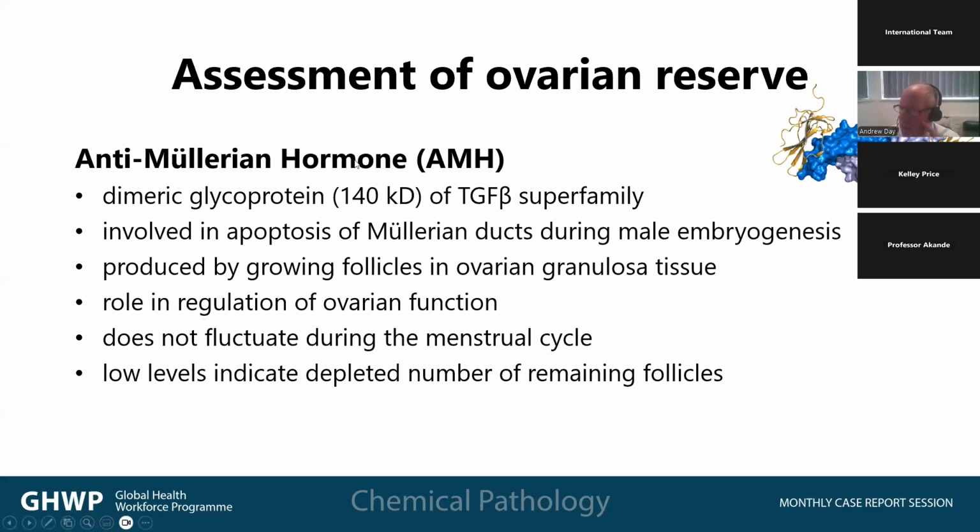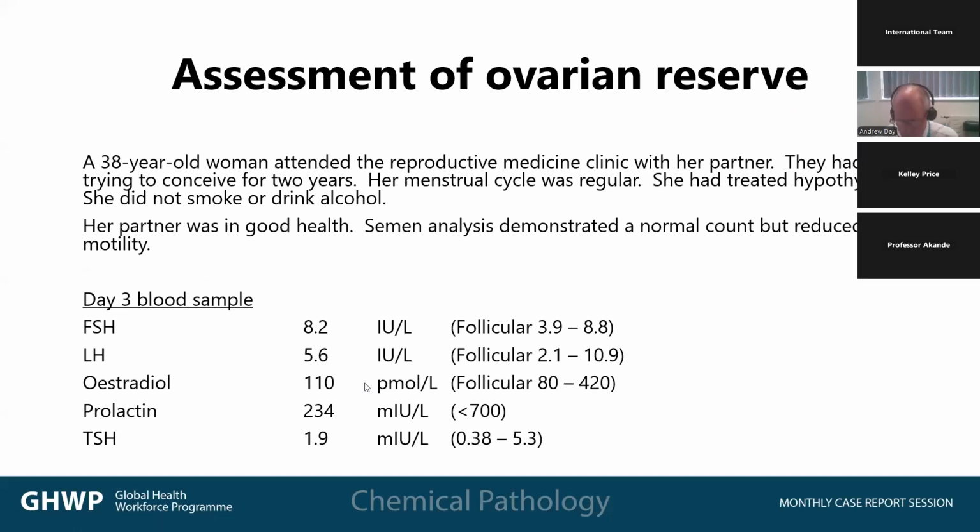So it's a dimeric glycoprotein of the TGF-beta superfamily. It's responsible in fetal life for apoptosis of the Müllerian ducts during male embryogenesis, produced by growing follicles, probably has a role in regulating ovarian function, doesn't fluctuate during the menstrual cycle, and low levels indicate a depleted number of remaining follicles. So here's an example of AMH being used.